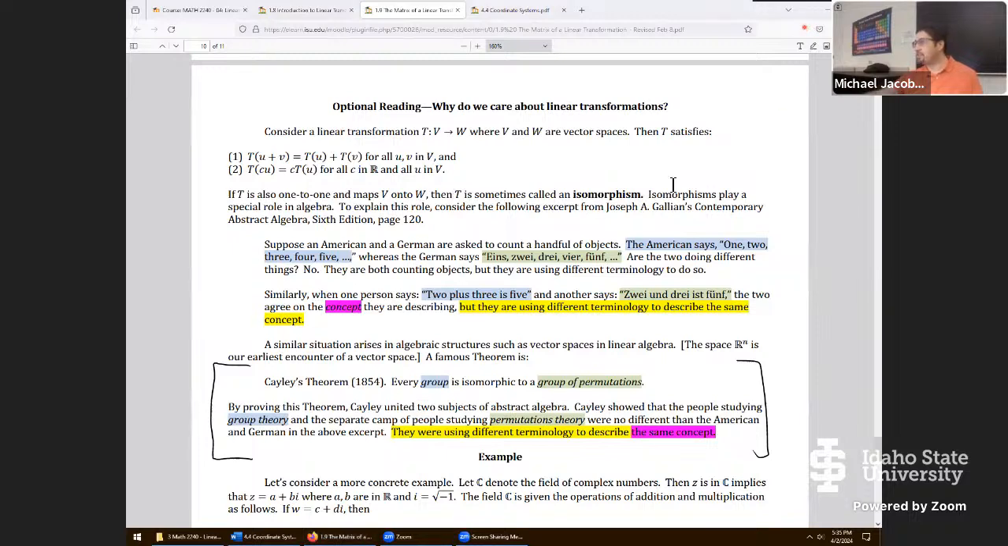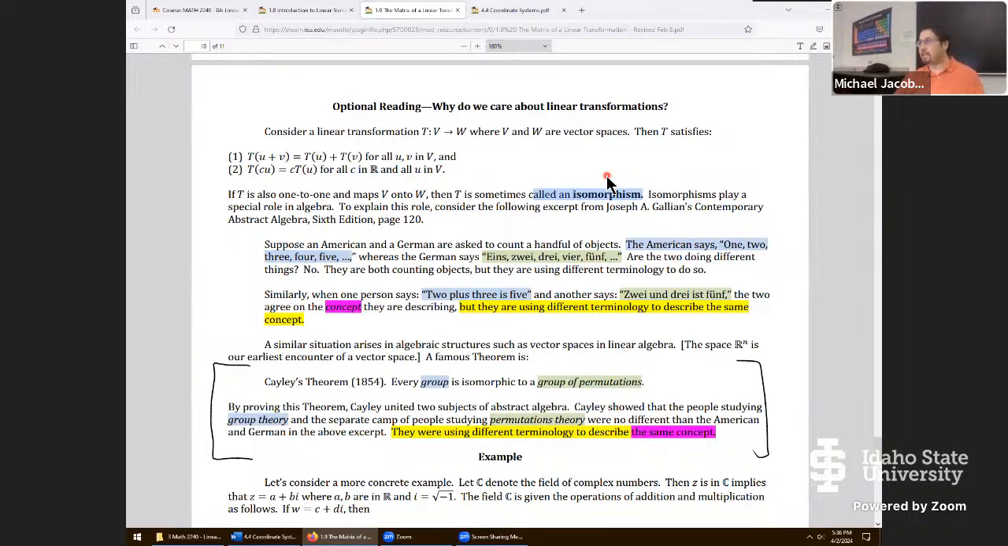But if your transformation is also one-to-one and happens to be onto, we call it something special. It's called sometimes an isomorphism, if we want to be more explicit, a vector space isomorphism. And what this does for us is essentially what this is doing right here when we read through it the first time. The concept of counting in German looks like something totally new, but it's not. We're just using different terminology to express the exact same concepts. That's what an isomorphism is going to do for us.